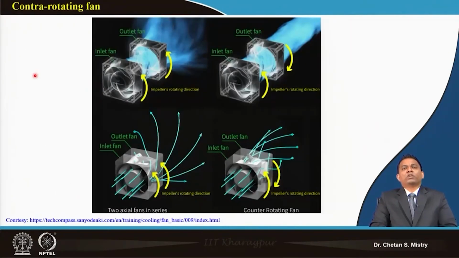Now, this is one of the applications that people have explored. There are special applications for high speed computing facilities.